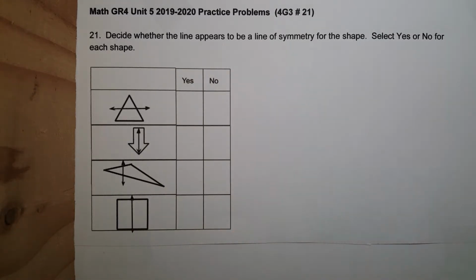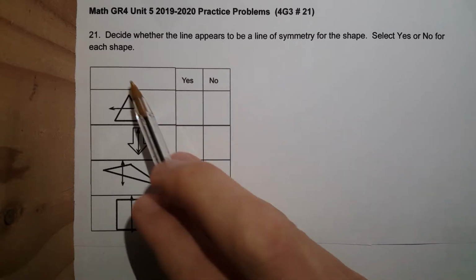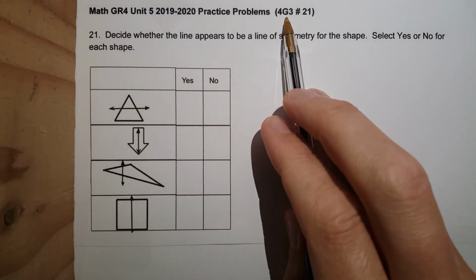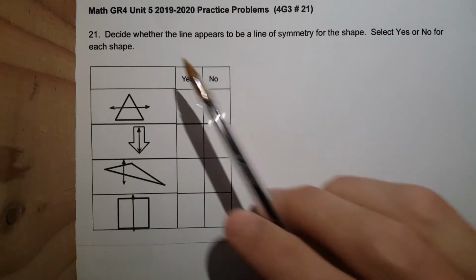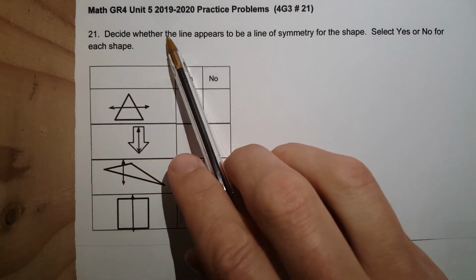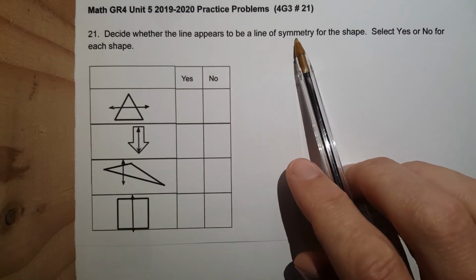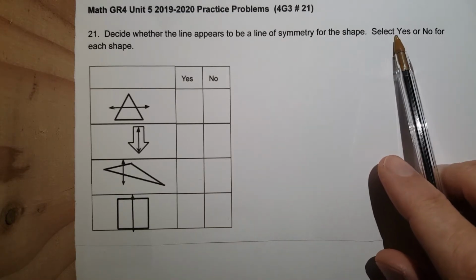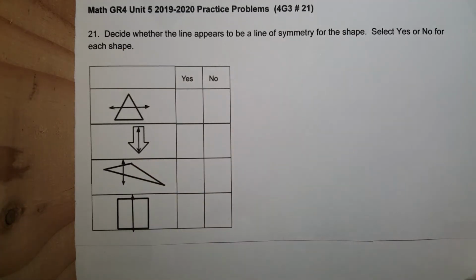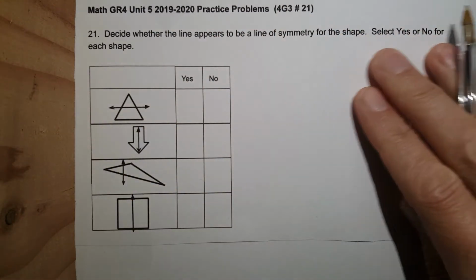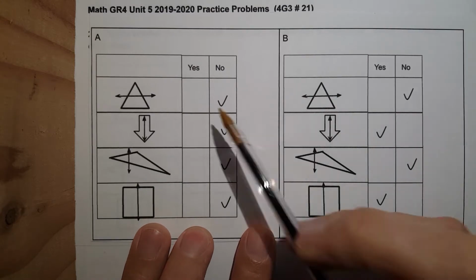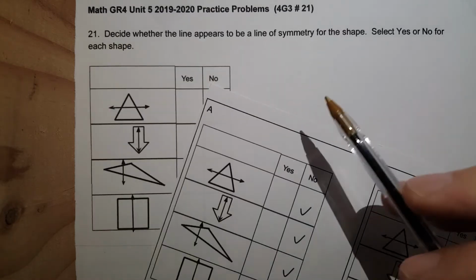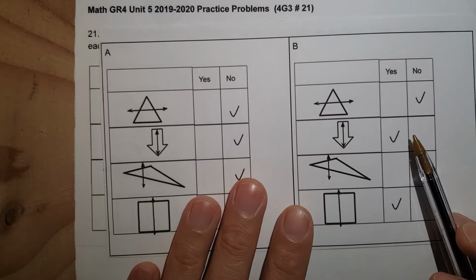And here's our problem. Number 21, 4G3. Remember, G is geometry. We are wrapping this up. Exciting. Number 21, decide whether the line appears to be a line of symmetry for the shape. Select yes or no for each shape. Now, for the recording, you can see the possible answer choices. They just check the box. But if we prove it for each one, at the end, you'll see what the answer is.